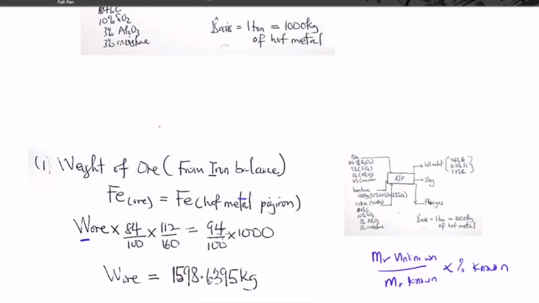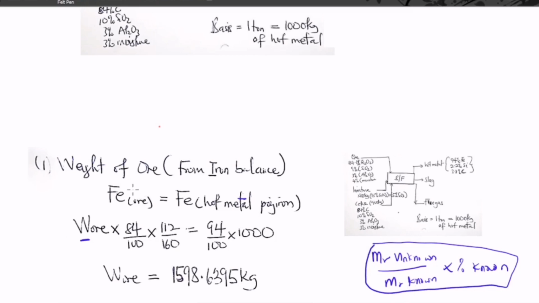This is equal to the iron in the hot metal. We have 94%, so 94 over 100 times the mass of the hot metal, which was 1 ton, which is 1,000. And at the end, we have the weight of the ore to be 1,598.95 kilograms. Please, what I showed here is very important, because it's going to be applied in all the calculations you're going to do. And I hope you understood it.